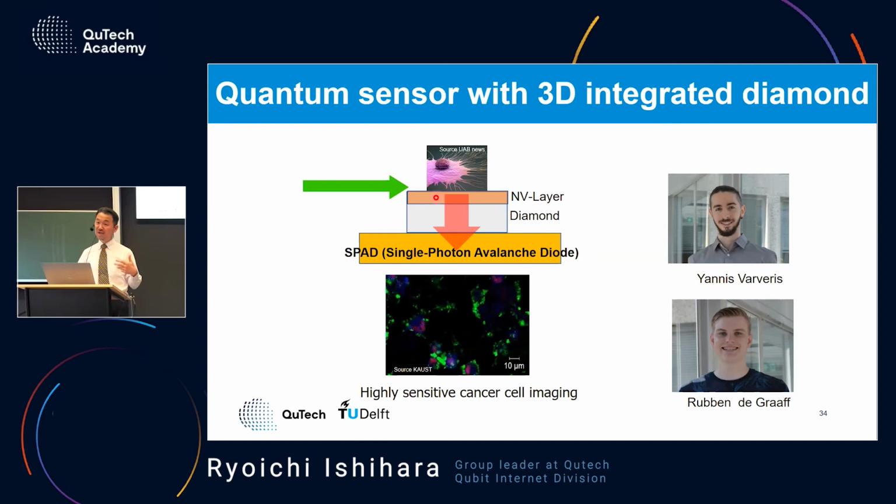Okay. So suppose you have a cancer cell on top of the NV center, and some specific cell reacts with the NV and emits some particular photons. These are detected by single photon avalanche diodes that are integrated in 3D. And we hope we get this beautiful bio image with this sensor. Okay, with this, I will conclude my talk.